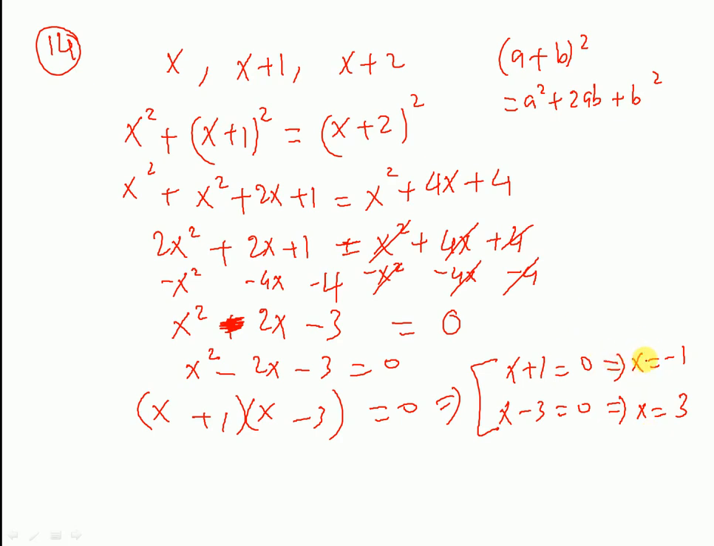Now, if x is minus 1, then the next one, minus 1 plus 1, is 0. Minus 1 plus 2 is 1. If your x is 3, then you have another set of solutions: 3, and the next one, 3 plus 1 is 4, and 3 plus 2 is 5. So this should be option B.